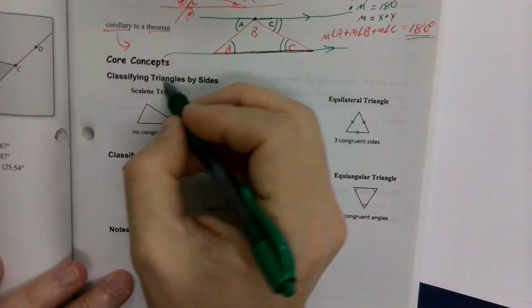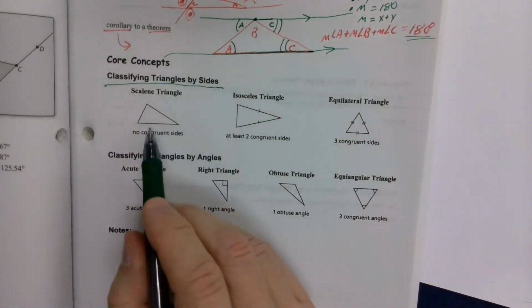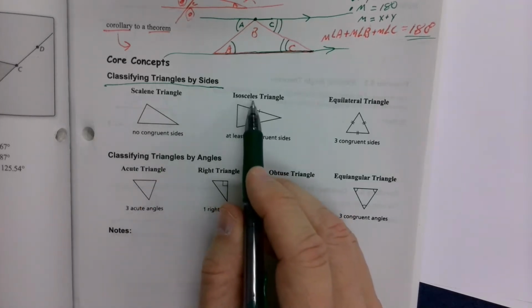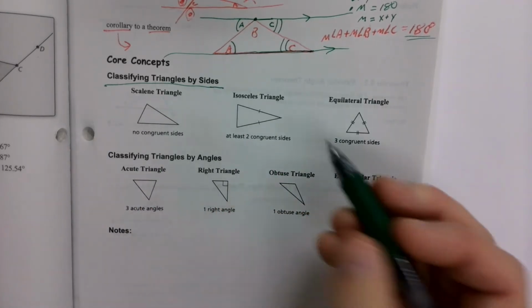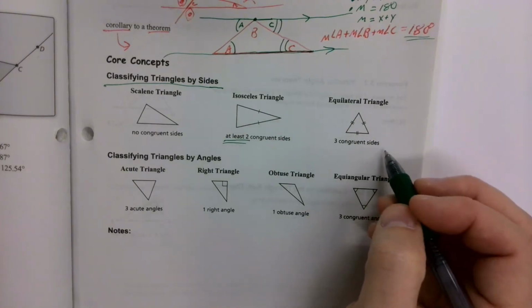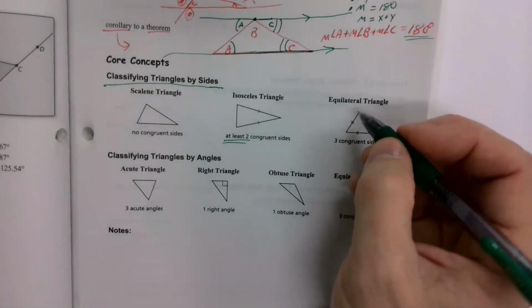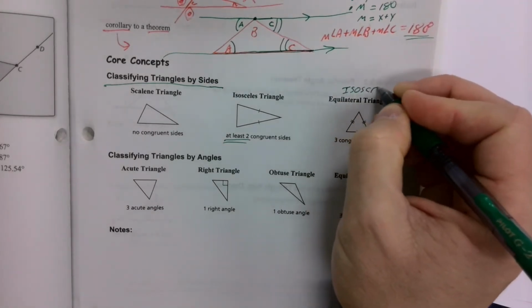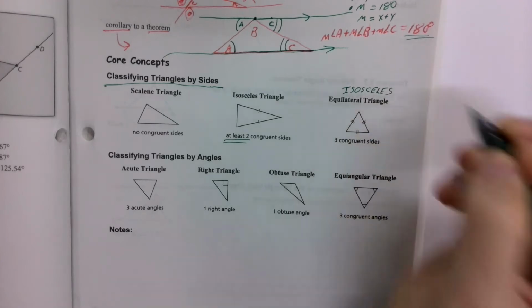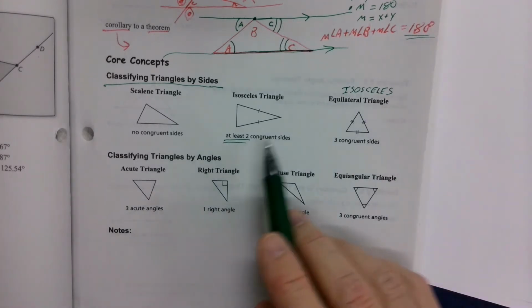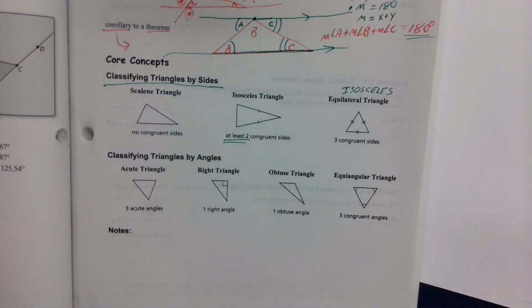So we can classify triangles by sides. Scalene has no sides that are the same length. Isosceles has two sides, and this is kind of weird, it says at least two sides congruent. And then equilateral has all three sides. So technically, an equilateral triangle is also an isosceles triangle because it has at least two. It's just more specific in the fact that it has three. But if it has at least two, it's also considered isosceles.